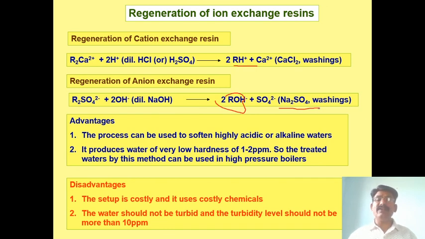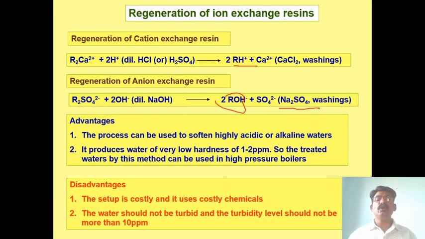And what are the disadvantages? It is a very costly equipment, so ordinary persons cannot use this one. The chemicals are costly and the resins are very costly. And the water should not be turbid in this process. The turbidity level should not be more than 10 ppm. Water should not be turbid.